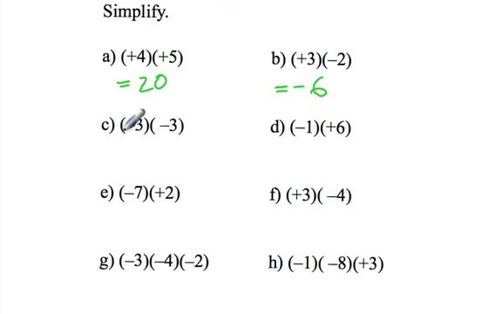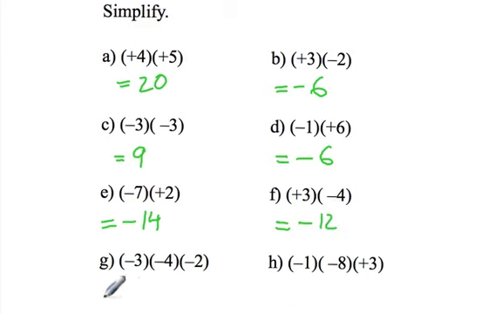For question C, -3 times -3, two integers with the same signs, that will equal positive 9. Question D, negative and a positive, so negative result, and 1 times 6 is 6. For question E, we have negative integer times positive, so the result will be negative, and 7 times 2 is 14. Question F, we have positive times a negative, result is negative. 3 times 4 is 12.